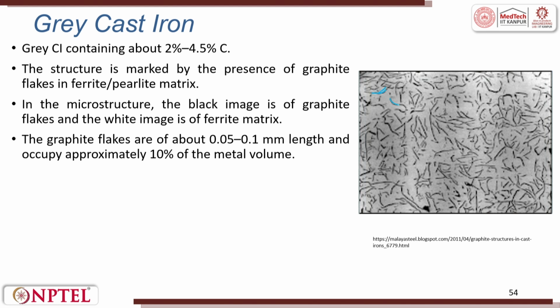You can see here, these are all graphite. In the microstructure, the black image is of graphite flakes and the white image is of ferrite matrix. Ferrite is iron dominated. The graphite flakes are about 0.05 to 0.1 millimeter, that means to say 50 to 100 microns in length and approximately 10% of the metal volume.